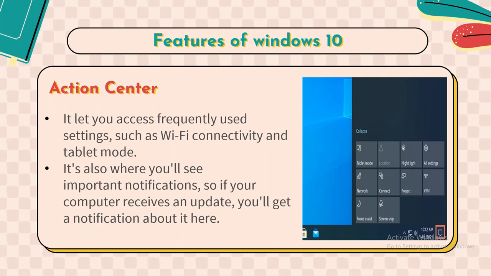The Action Center. Now this feature allows you to access the frequently used settings such as the Wi-Fi connectivity and the tablet mode, and you will see all the important notifications coming out from your systems in Action Center, and you will also receive a notification about your system in Action Center. It is present on the right corner of your desktop.